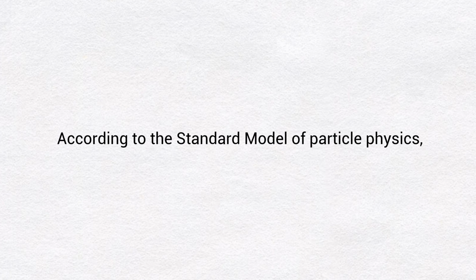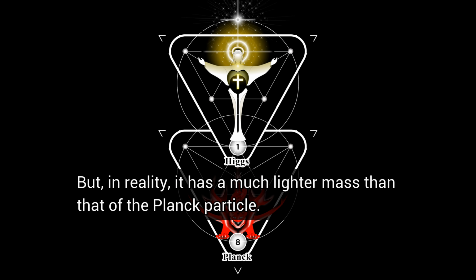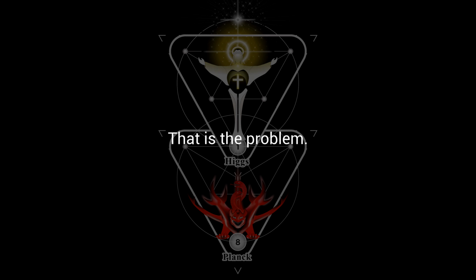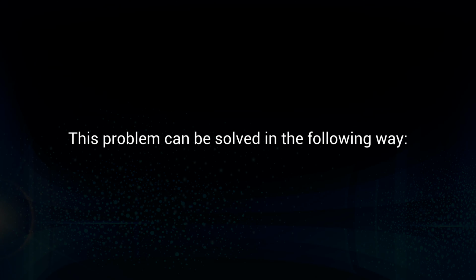According to the standard model of particle physics, the Higgs particle should have a mass, which is close to that of the Planck particle. But, in reality, it has a much lighter mass than that of the Planck particle. That is the problem. Likewise, type 1 should be located on the instinctive level. But, it is located on the thought level. It is called CP violation, as already discussed. This problem can be solved in the following way.